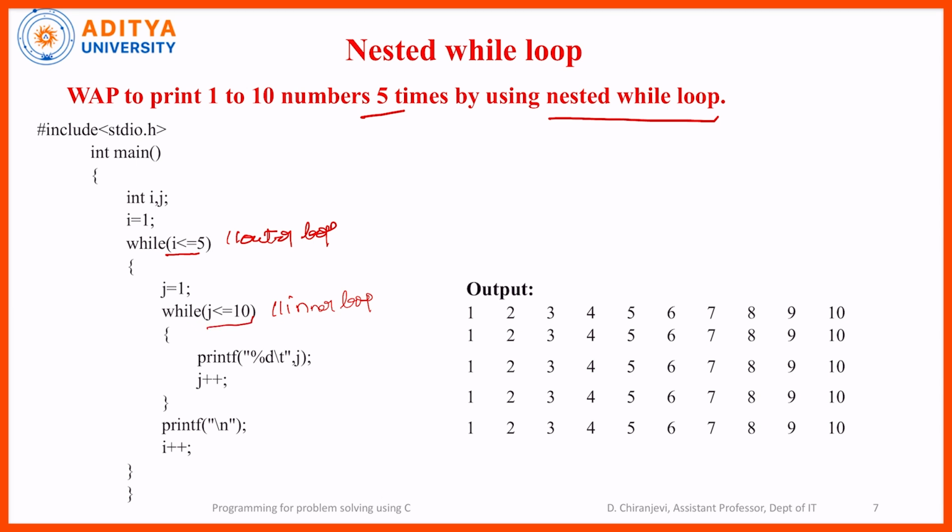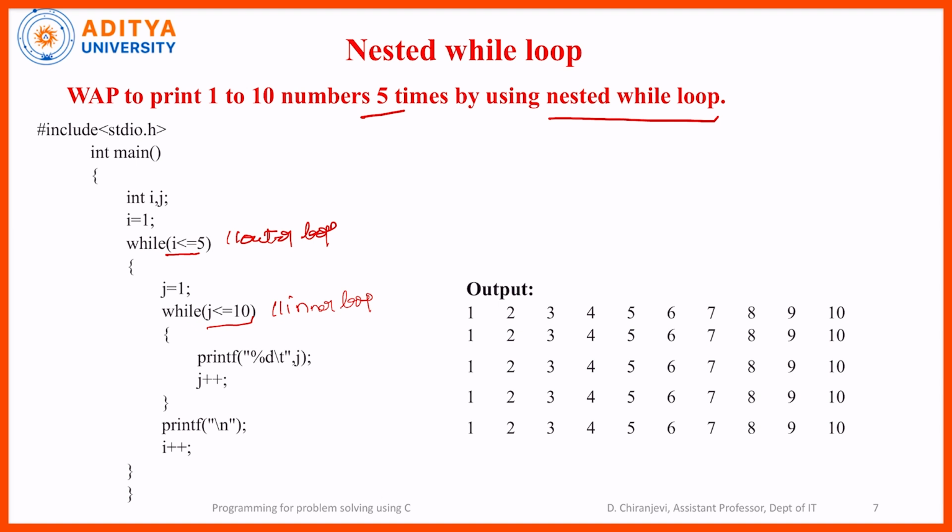How many rows do I want to print? 5 rows I want to print, and how many numbers do I want to print? 1 to 10 numbers. So again and again I need to print 1 to 10, how many times? 5 times. So i is for the number of rows, and what you want to print in columns, you need to specify in the inner loop.